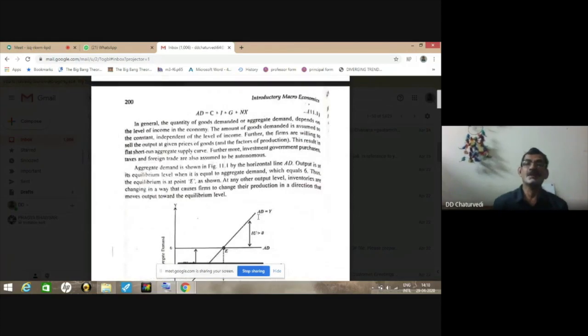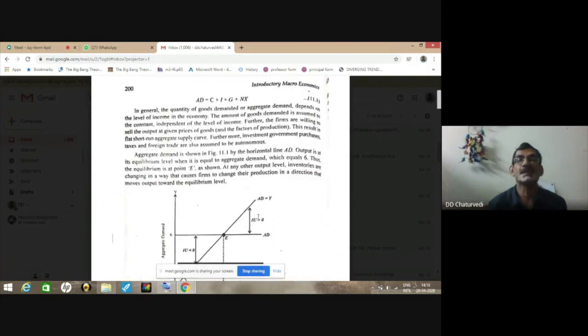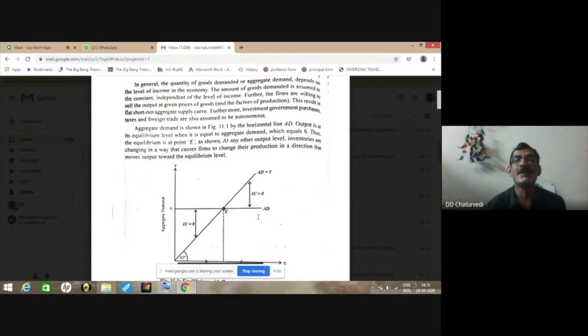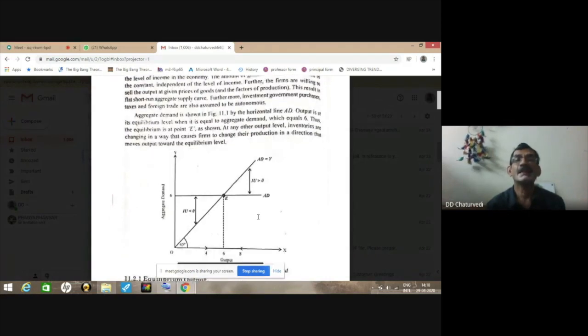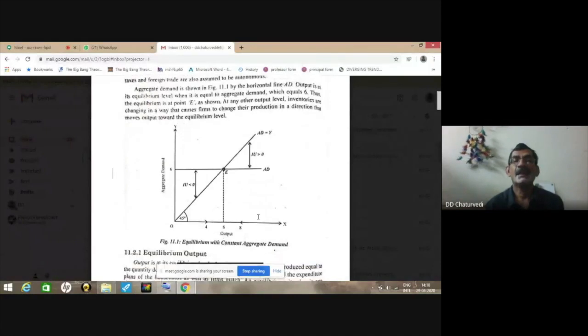Well, student, the diagram is before you. It is diagram number 11.1, and in this diagram we are assuming that aggregate demand is horizontal, that means it is constant. So its graph is parallel to x-axis.